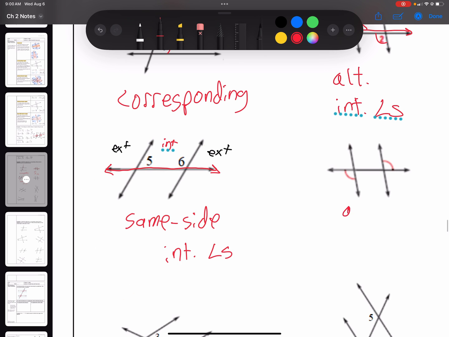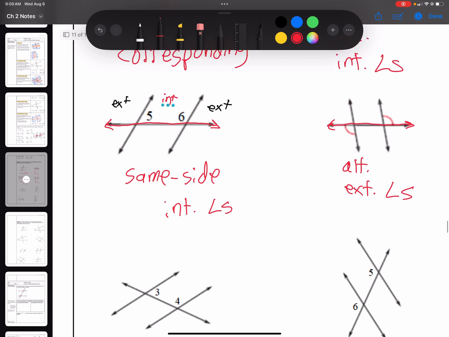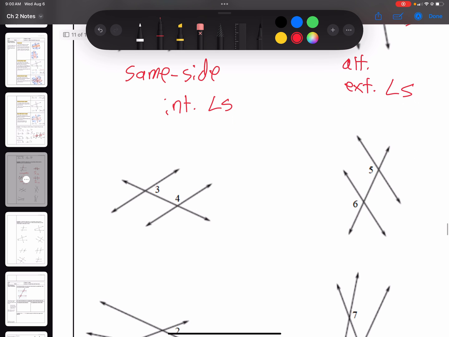Next, these are alternate exterior angles. Again, here's my transversal. They're in the exterior and on different sides of the transversal. 3 and 4. Well, once again, those are same side interior angles. Why? Here's my transversal. This region is the interior that I'm highlighting yellow, and they're both on the right-hand side of that transversal.